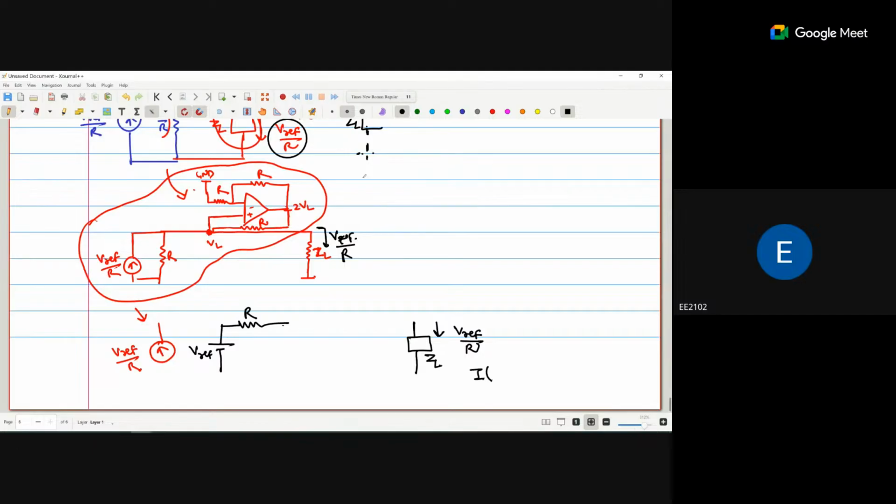So the current in ZL is not dependent on V out. It is only dependent on the Vref. And Vref is nothing but V in, the input voltage. Okay. The current in ZL is not dependent on VL. The current in ZL is only dependent on Vref. Is it clear?